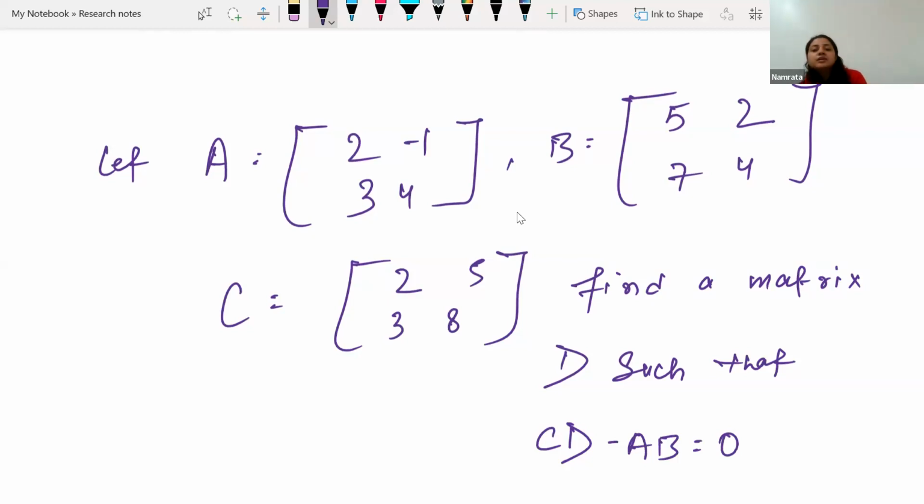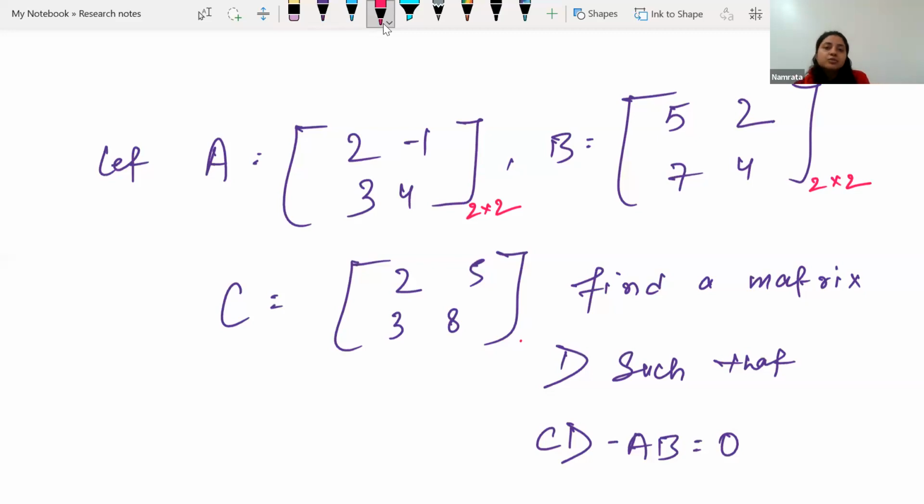AB you can see over here, C you can see over here. We have to take one D. We have to find a matrix D so that this condition, CD minus AB equals 0, will be valid. How can we do so? So A is 2 cross 2, and B is also 2 cross 2.